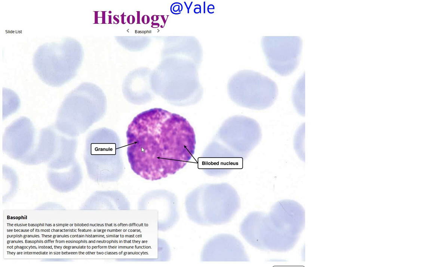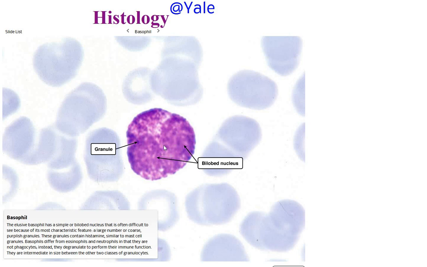And it's just taking up too much of that stain for us to tell the difference between the nucleus and the cytoplasm. These guys are also involved with inflammatory and allergic responses. In this case, the granules within the basophil actually contain histamines. So they will release those histamines during an immune response. Histamines will vasodilate blood vessels. These guys also release heparin, which is like an anticoagulant.